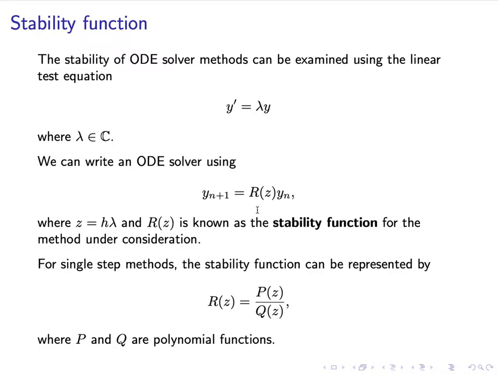So each single step method has an individual stability function, and we use the stability function to analyze the stability properties. For single step methods, the stability function can be represented by this equation here. So we have R equals some function of z, P(z), divided by some function of z, Q(z), and P and Q are both polynomial functions.